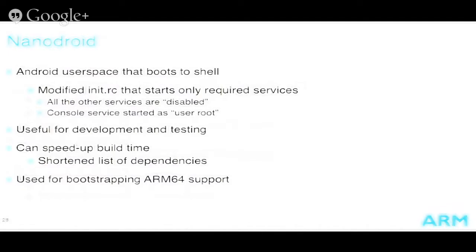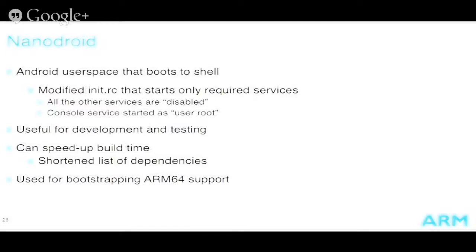So I mentioned in one of the slides that our aim here was to boot to shell. And for that, we use what we internally call nandroid. So nandroid is an Android environment that boots to shell and stops there, doesn't bring up the UI and all the other complicated frameworks. It's basically a modified init-rc that only starts the required services. So all the other ones are set to disabled, which in the Android init-rc world means don't start this service. We give special privileges to the root, to the shell, and it has been really useful for us for developing.